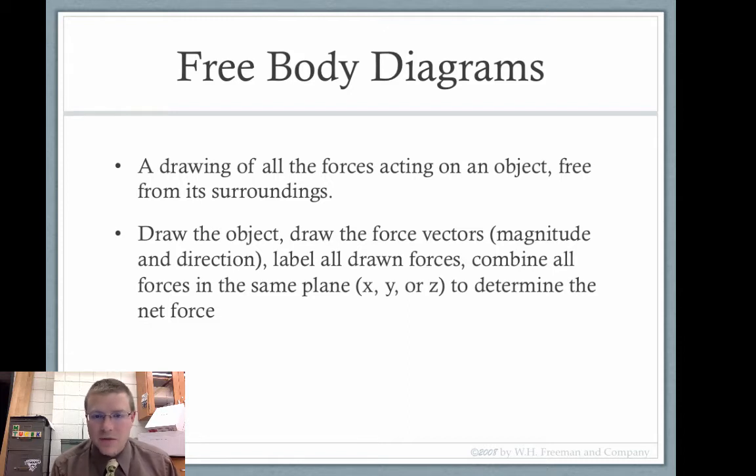So you can draw the object, draw the vectors with their magnitudes, their directions, label all the forces. And if you have forces in the same plane, like x forces or y forces, what you can do is combine them to find the net resulting force to figure out where this object is going to go. So similar to the bowling ball demonstrations we saw today, let's look at some free body diagrams for those scenarios.